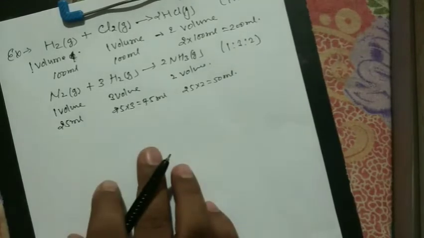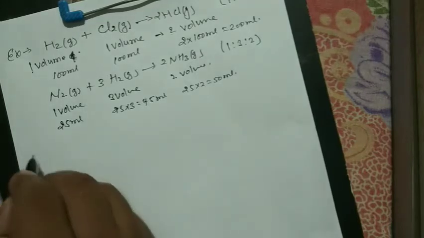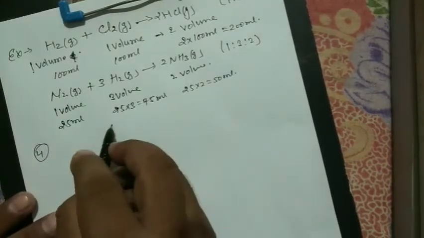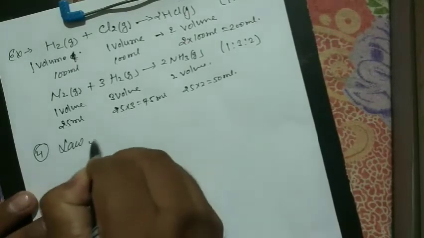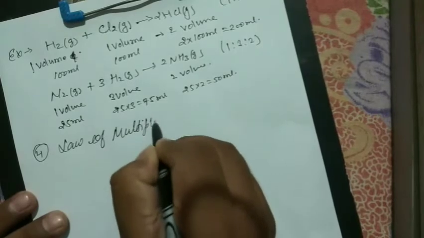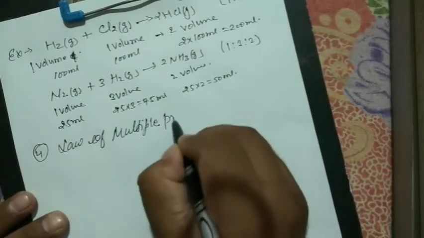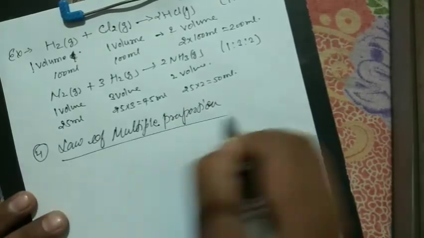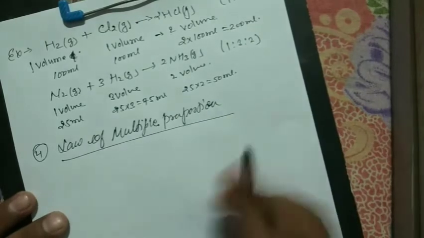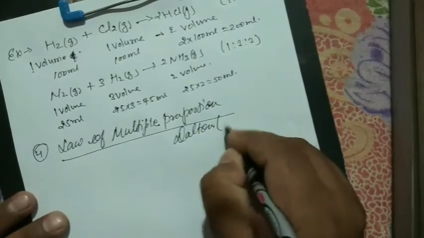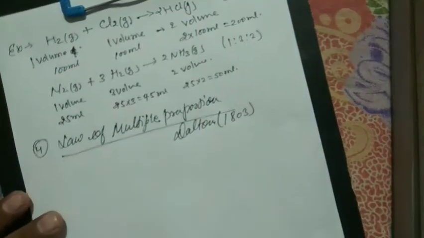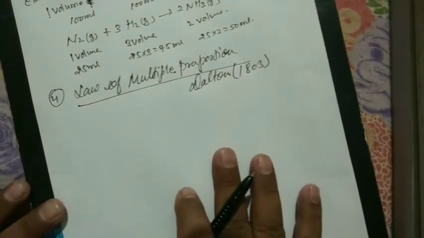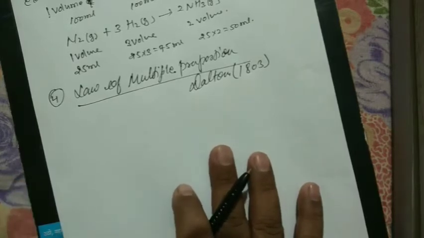Our fourth law is the law of multiple proportion. The law of multiple proportion was proposed by Dalton in 1803, right? It states that if two elements can combine to form more than two compounds, the masses of one element that combine with a fixed mass of the other element are in the ratio of small numbers.